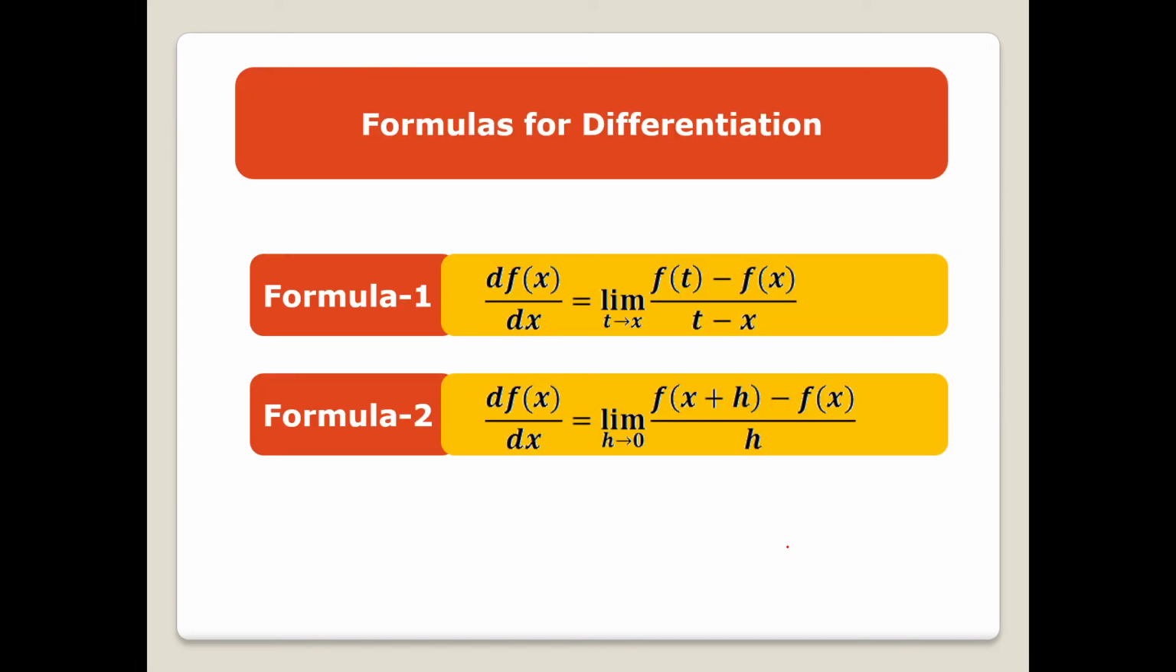Now the formulas. There are two formulas for differentiation using definition, but the second formula is a modified formula which is obtained from the first formula only. So first of all, let us see how the second formula is derived.